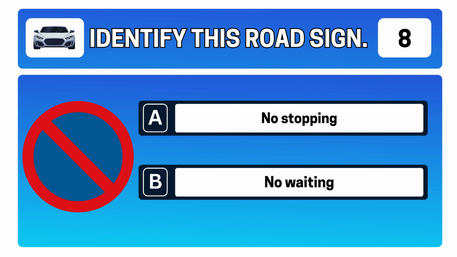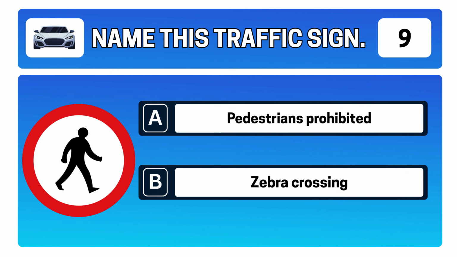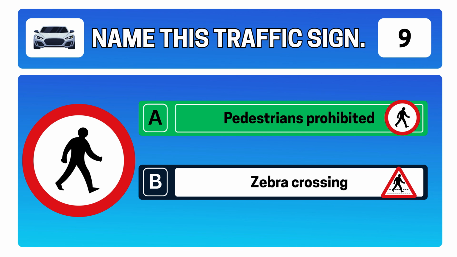Identify this road sign. A. No stopping. B. No waiting. Nicely done. This is the no waiting sign. Name this traffic sign. A. Pedestrians prohibited. B. Zebra crossing. Correct. This is a pedestrians prohibited sign.